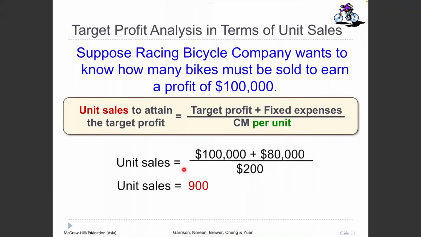Okay, so you can just plug in all the information here. 100,000 plus 80,000 divided by 200. So you still get a similar answer of 900 bikes.